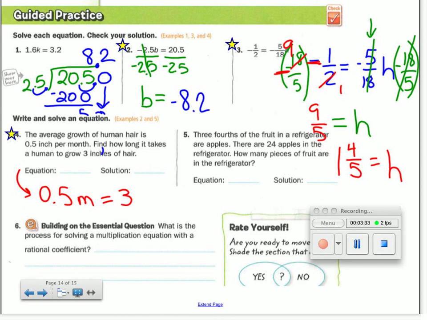That's 1 point. Second point, once it's solved, does anyone know how many months it takes for your hair to grow 3 inches? What do you think? 6. Yeah, 6 months. And make sure you have some type of label. All right, good.